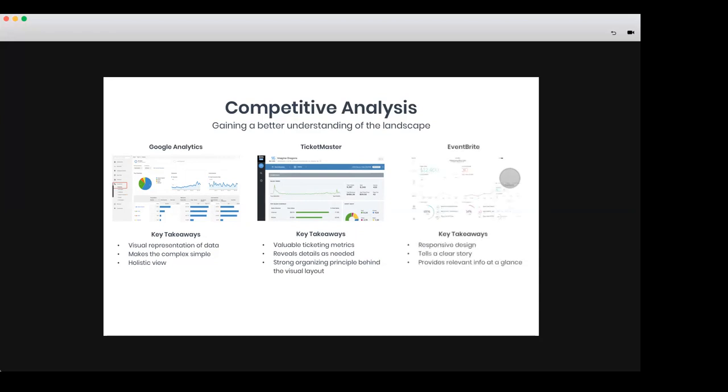And then lastly, we took a look at Eventbrite. Their reporting dashboard has a responsive design, meaning that it's viewable on screens of different sizes. Knowing that our audience of box office managers are often on the go, this approach is something we wanted to take into consideration. And like the other two, Eventbrite highlights a few key areas of data so that they're telling a clear story and it's easy to read at first glance.